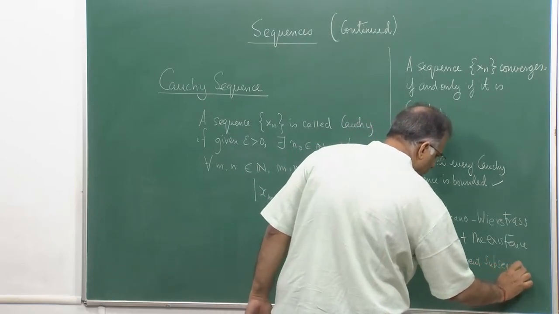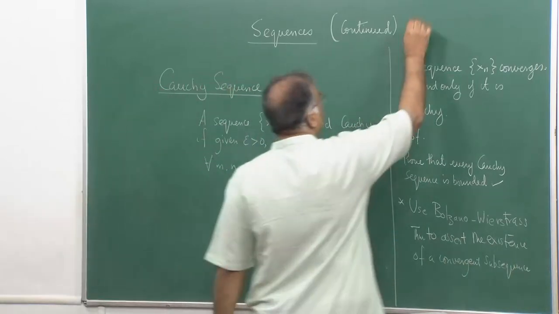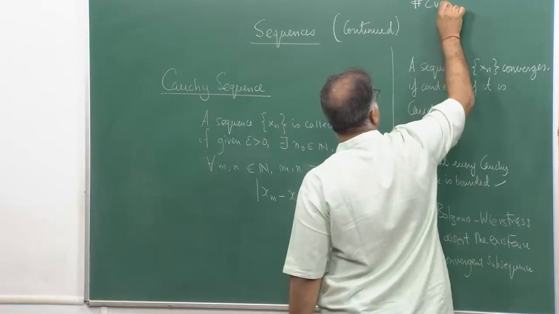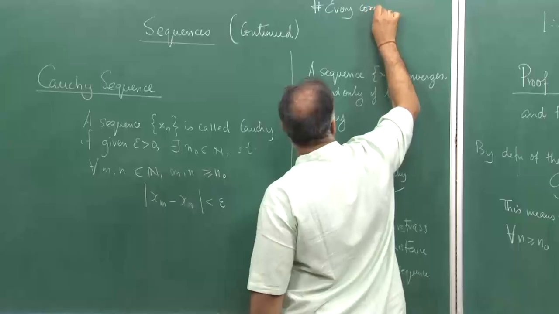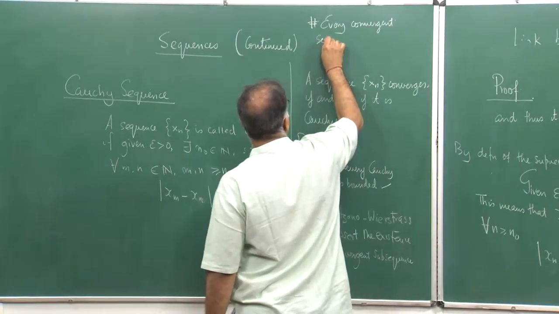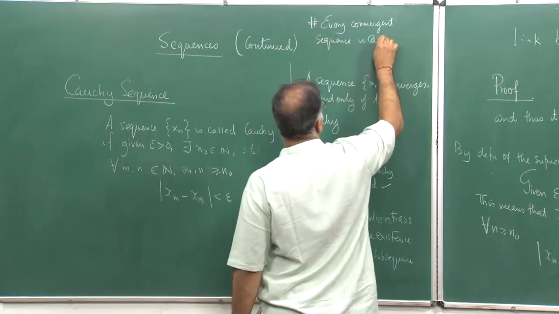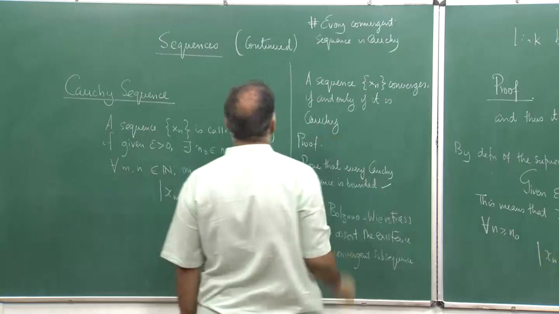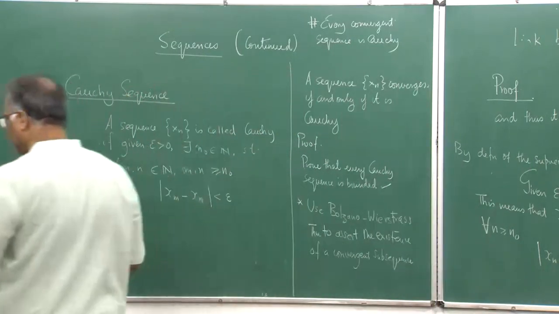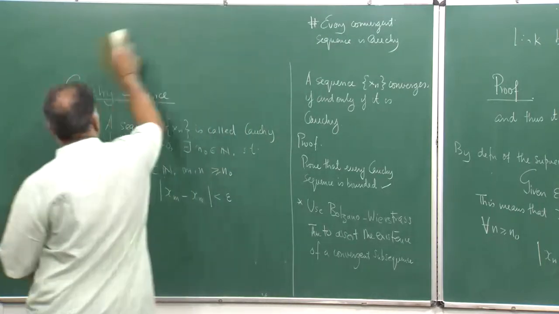Actually, this convergent subsequence itself will be a Cauchy sequence, because I would like you to first prove this fact: every convergent sequence is Cauchy. This is very simple to prove. How will you prove that a convergent sequence is Cauchy? Just a two-line matter. I will give you a very brief version, and you can write it down in detail.